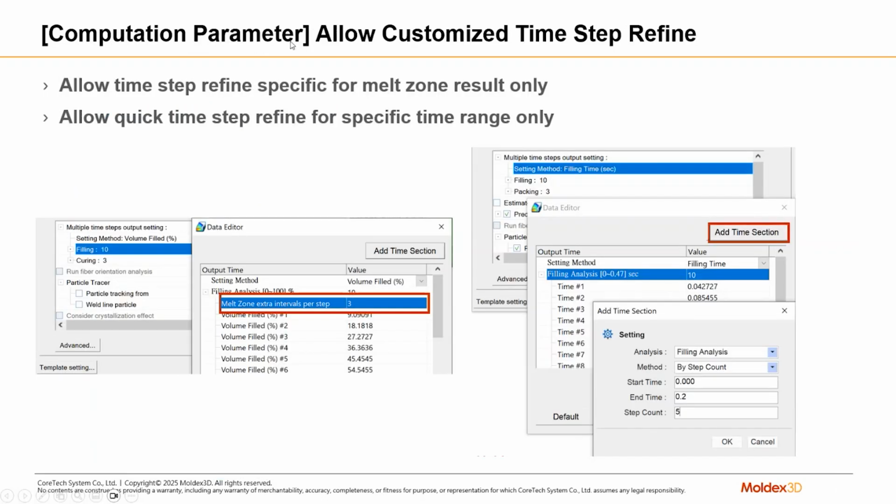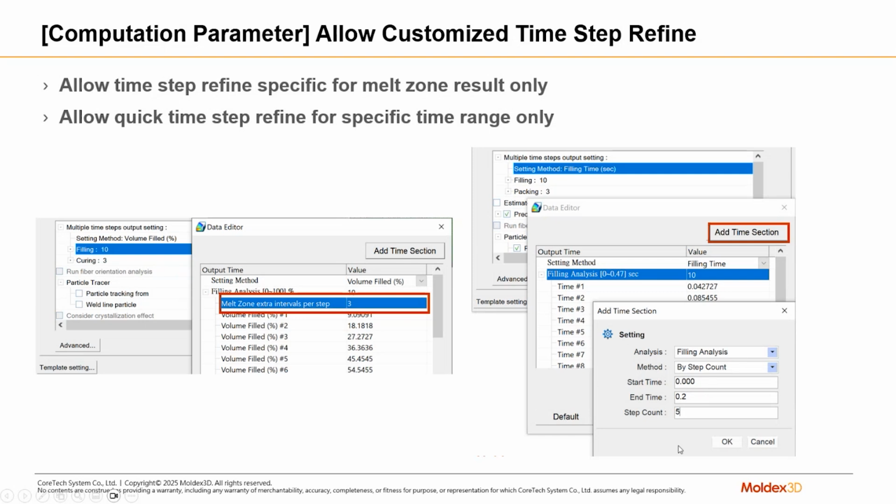The computation parameters now allow you to customize your time step refinement. So for example, if I have 10 time steps, those are going to be equally spaced along the filling stage or the packing stage. Let's say I only want 5. Let's say within these 2 time steps, I want 5.